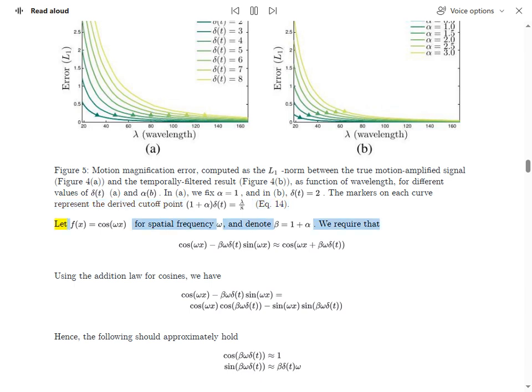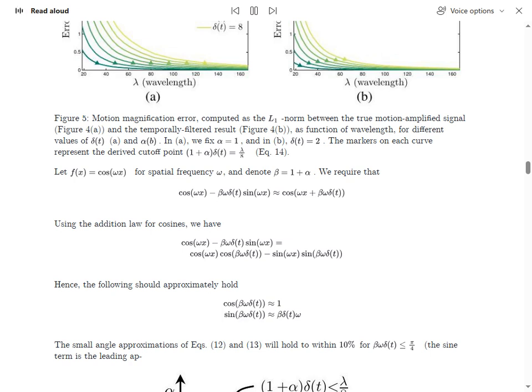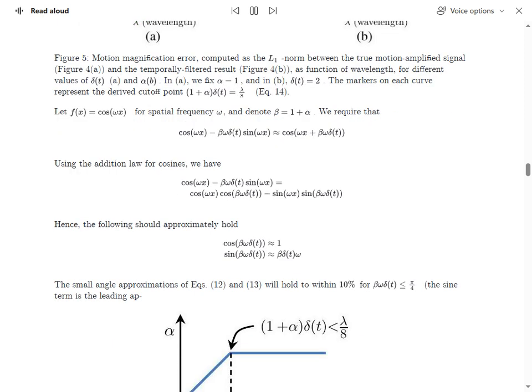Let f of x equals cos omega x for spatial frequency omega, and denote beta equals 1 plus alpha. We require that the cosine of omega x minus a term is approximately the cosine of omega x plus that term. Using the addition law for cosines, we have the cosine of omega x minus beta omega delta t sine omega x equals the cosine of omega x cosine beta omega delta t minus sine omega x sine beta omega delta t. Hence, the following should approximately hold.